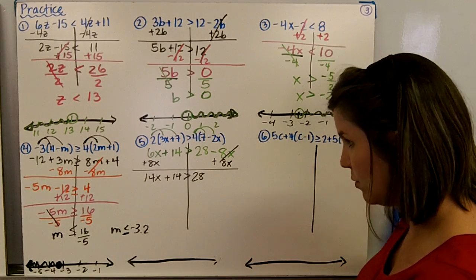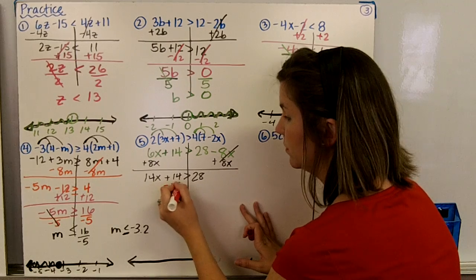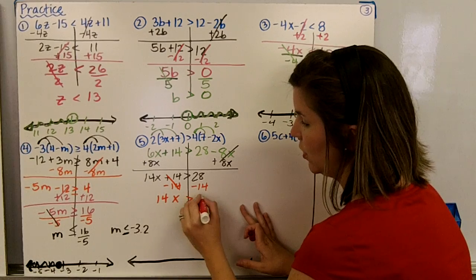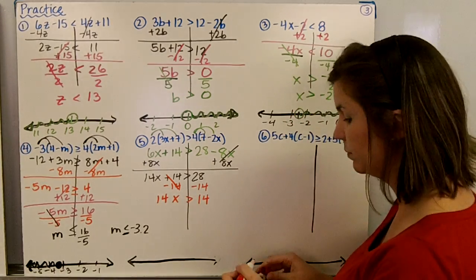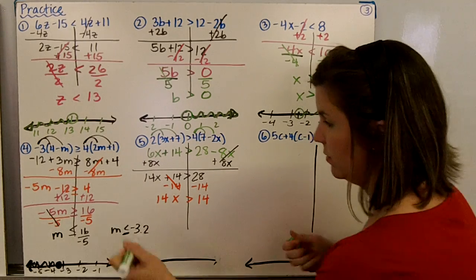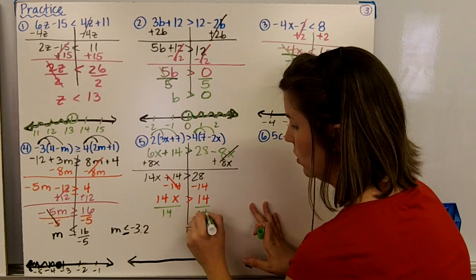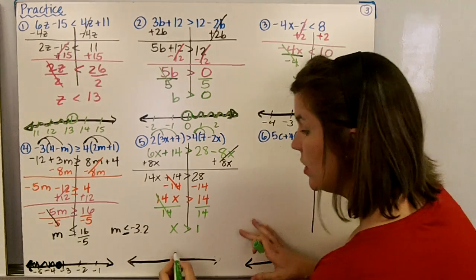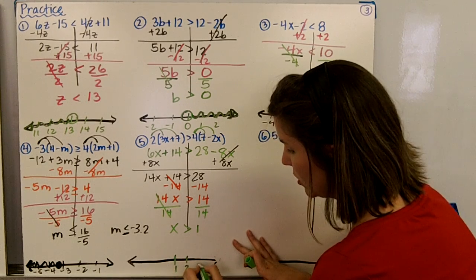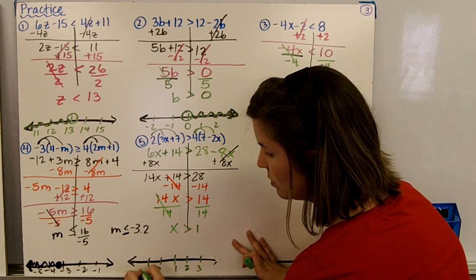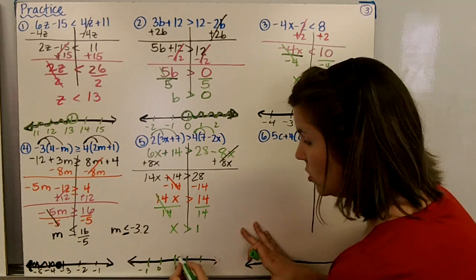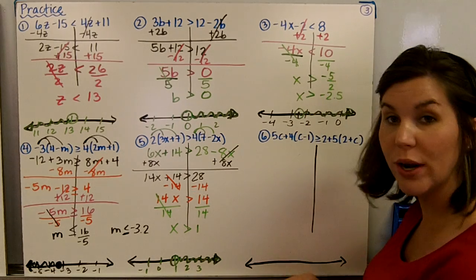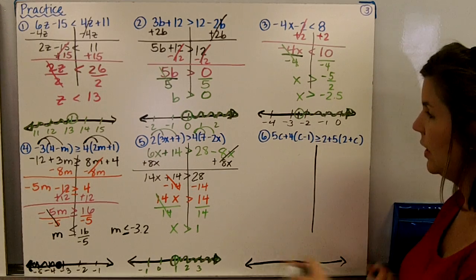Subtract 14 from both sides. Remember, our goal is to get x by itself. 14's cancel. So 14x is greater than 28 minus 14 is 14. Divide both sides by 14 to get x by itself. So x is greater than 1. 14 divided by 14 is 1. Mark 1 on your number line. A couple numbers bigger, a couple numbers smaller. An open circle at 1, and shade everything to the right. Greater than 1.